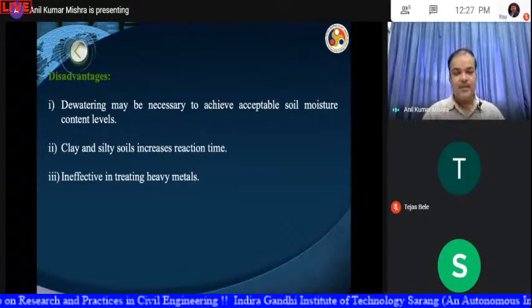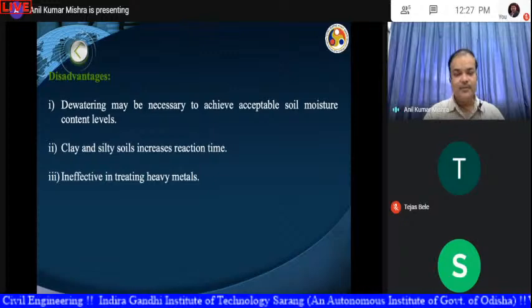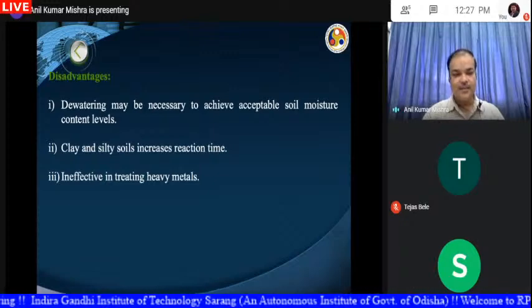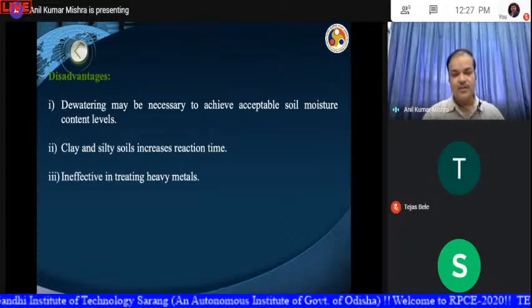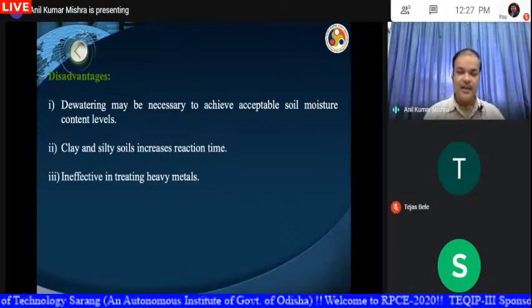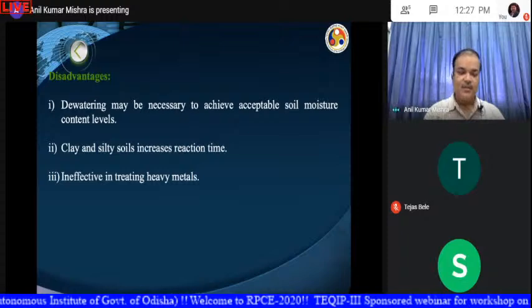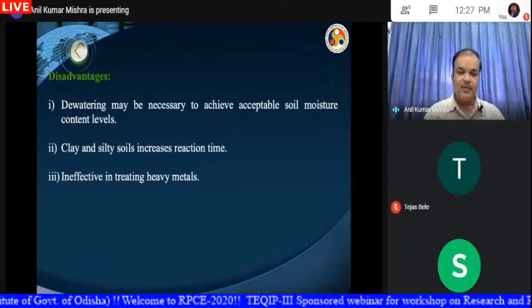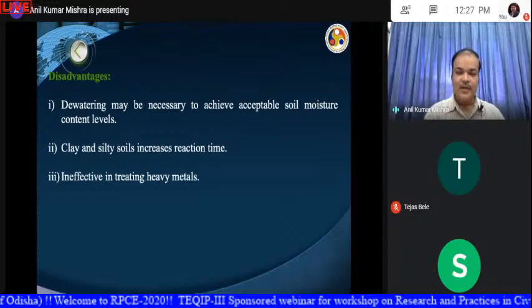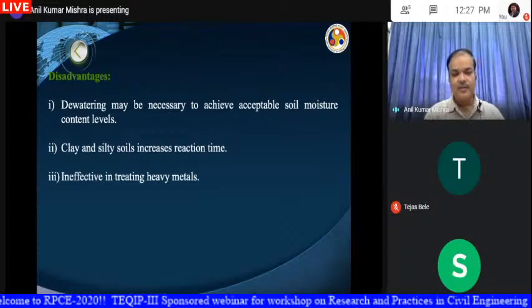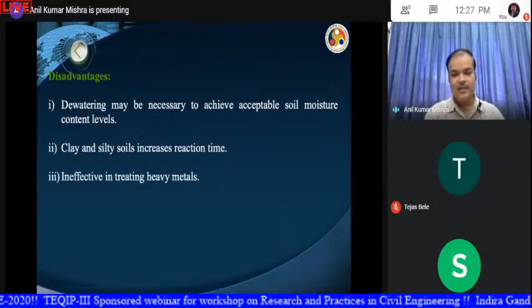But the problem with this one is, if there is water present, then we have to remove the water first, because the presence of water will increase the cost. Similarly, if clay and silt soils are present, then the reaction time will also increase. And also it's only applicable for organic volatile contaminants, not for heavy metals, which are generally present in the soil.